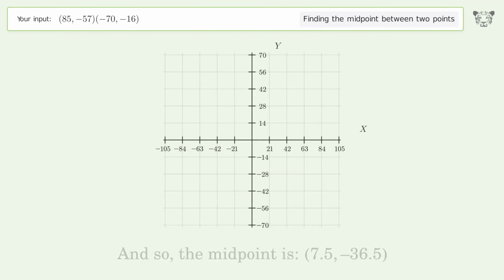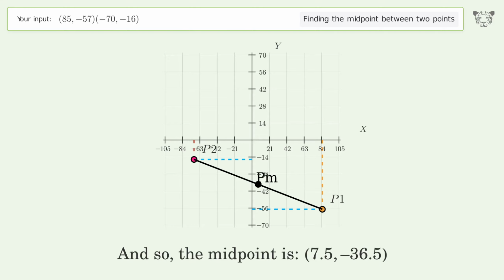And so, the midpoint is 7.5, negative 36.5.